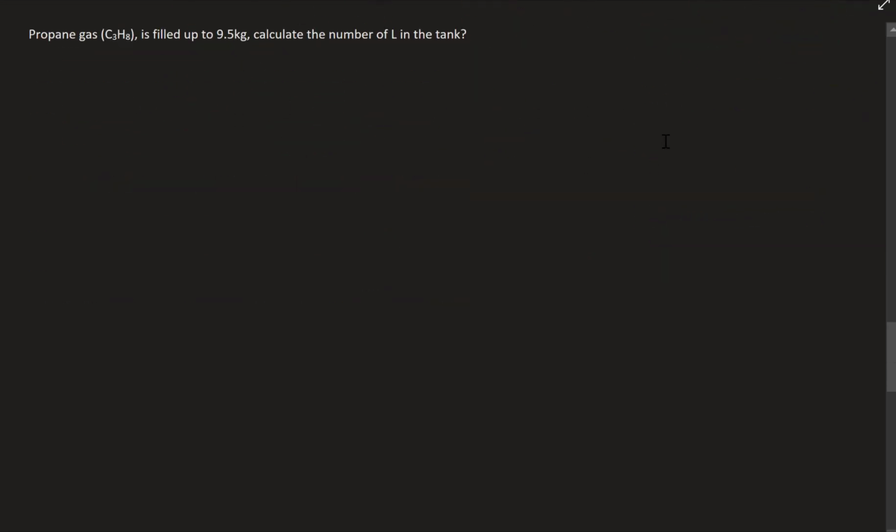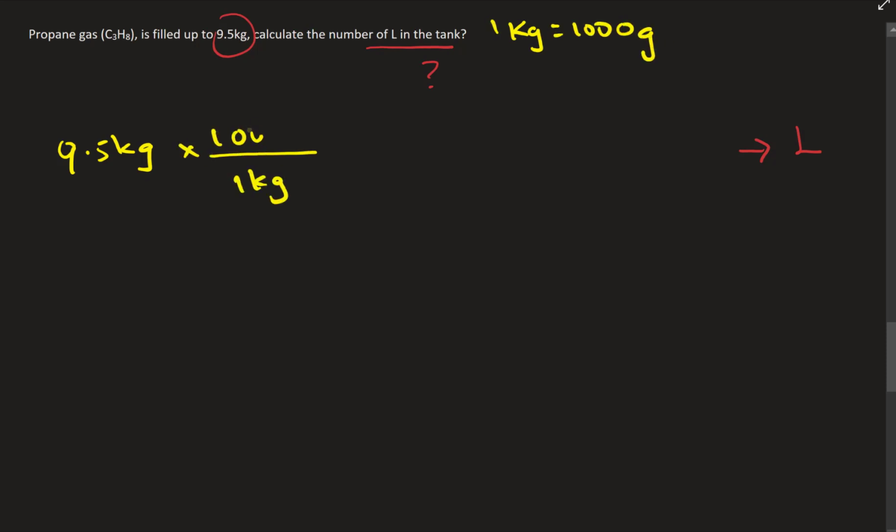Let's look at this question. Propane, C3H8, is given, and my question is liters. We want to end up with liters, right? So 9.5 kilograms, and then 1 kilogram is 1000 grams. We have to know that, right? Now kilogram to kilogram cancels out, and you end up with grams. Also, we know the liter business comes with the 22.4 liters, so we can write it in two different ways.